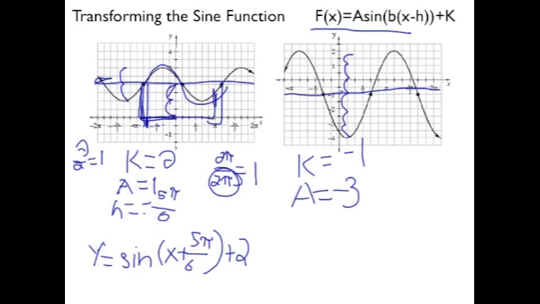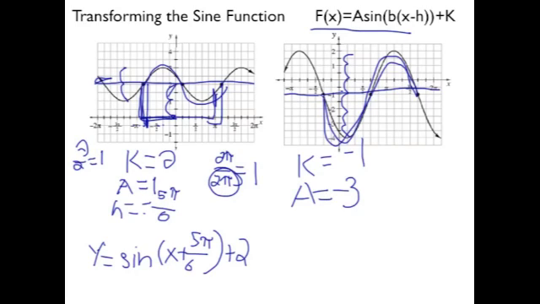Now what do you notice? Why is it negative? Because look, here's the one cycle that we're going to look at, the one period, instead of going up first, it goes down, so we know that it was inverted and flipped across the x-axis, so -3.